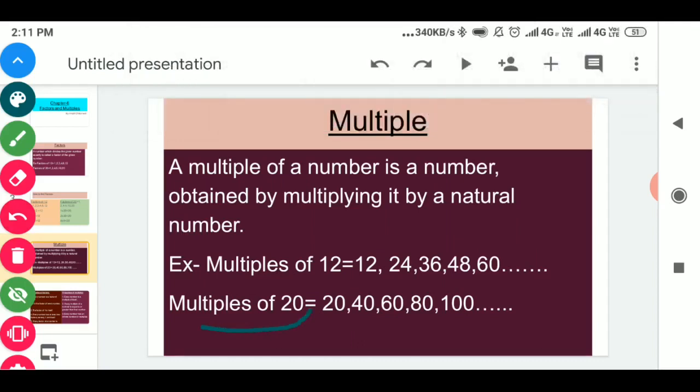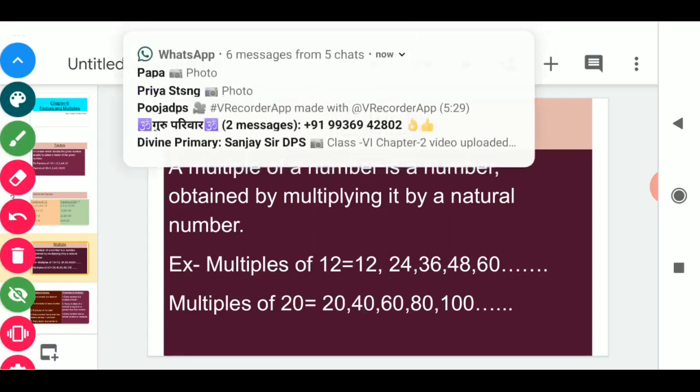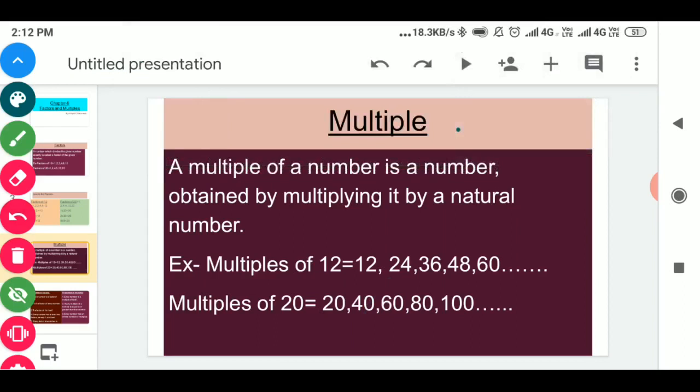To find multiples of 20, similarly we will multiply 20 by 1. We will get the first multiple of 20. For the second multiple of 20, we will multiply 20 by 2. When we multiply 20 by 3, we will get the third multiple of 20. And so on. So I think you have understood how to find the multiple.